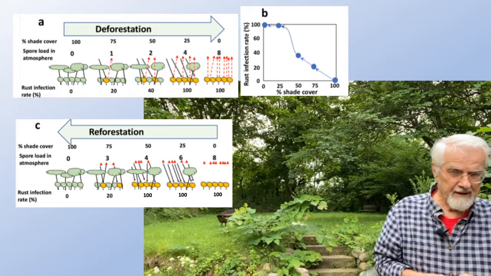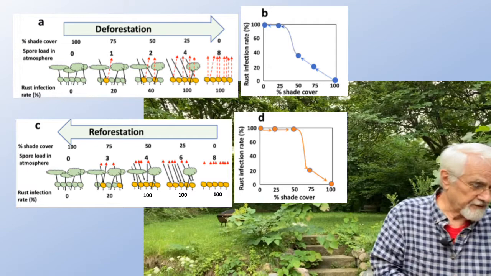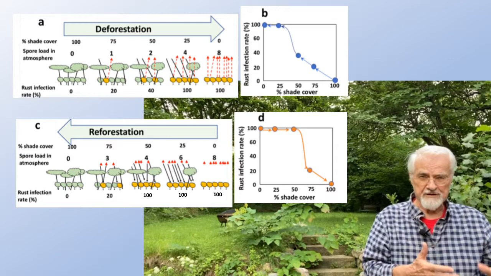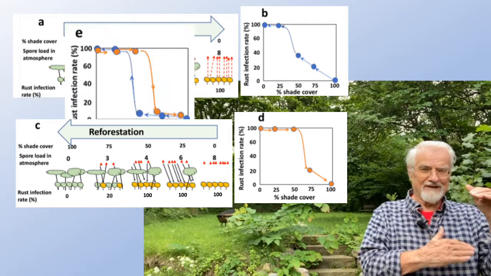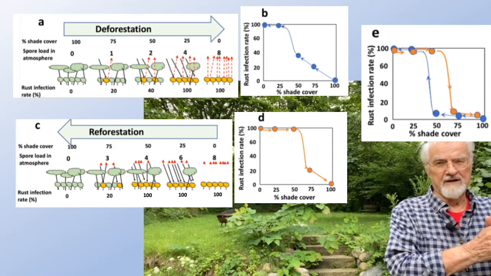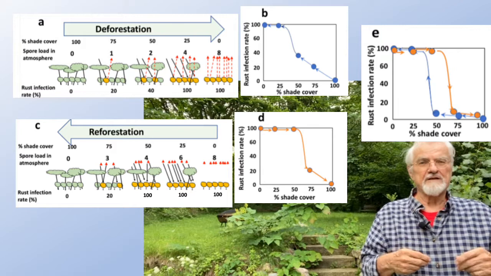Making the same kind of graph, going from zero shade cover to 100% shade cover, you can see what happens to the roya, to the rust. It goes from 100% down to 0%. But notice that the pattern is slightly different. Now you put those two final graphs together, like here, and you see that there's a different pattern depending on whether you go from full canopy cover to no canopy cover, or from no canopy cover to full canopy cover. You get a different stage at which the rust becomes under control or becomes an epidemic, one or the other.